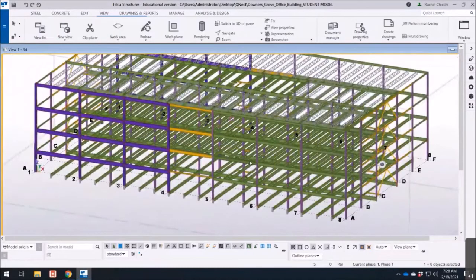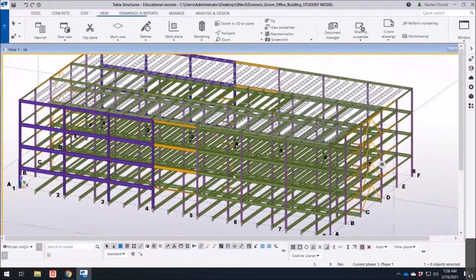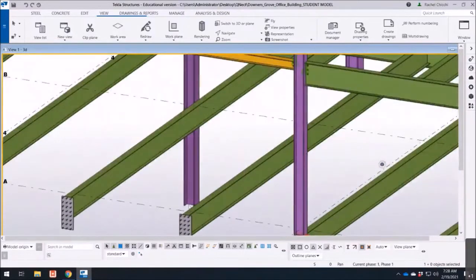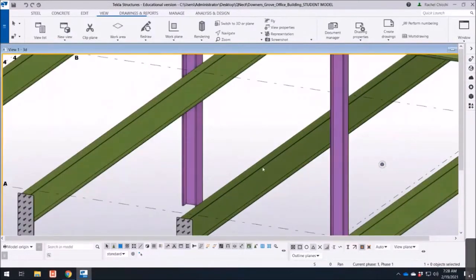Gravity framing is designed to withstand gravity loads, such as dead loads, live loads, and snow. The connections in gravity framing are typically simple or pinned connections without much rotational stiffness. In the United States, we typically use wide flange shapes as our beams and columns, and so you can see that these I shapes are used for beams as well as columns.